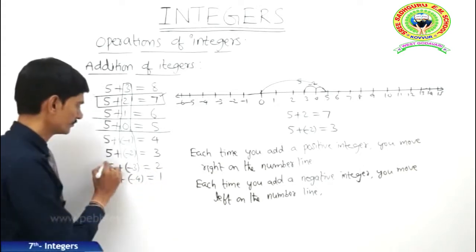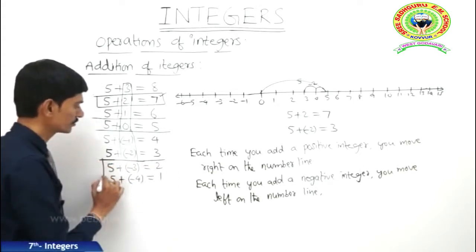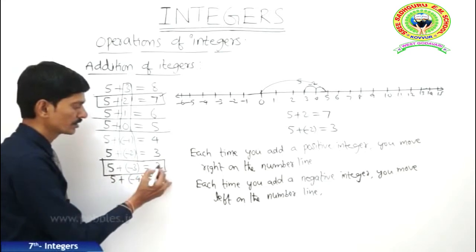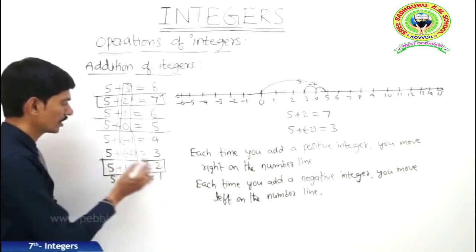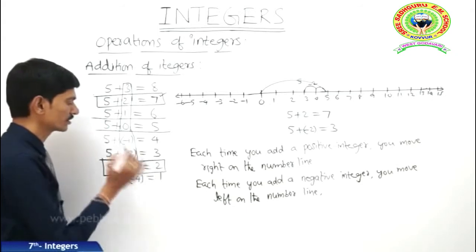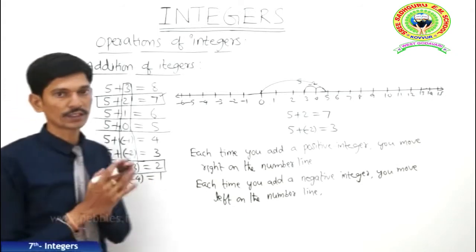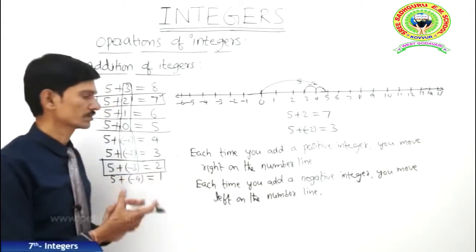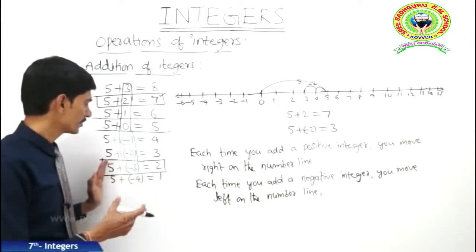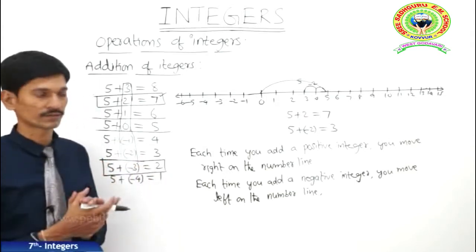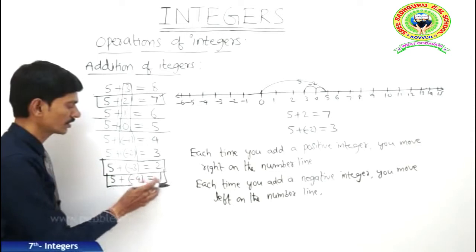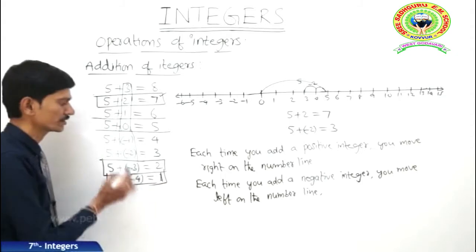Now let us see. 5 plus minus 3 equals 2. Here 5 and minus 3 are any two integers. Their sum is 2. But here 2 is less than 5 and 2 is greater than minus 3. So we can say that when two integers are added, the sum is not always greater than the two integers. It may be greater than one integer, or it may be less than the two integers. So in this case, 5 plus minus 4 equals 1. When 5 and minus 4 are added, the sum is 1. Here 1 is less than 5, but 1 is greater than minus 4.